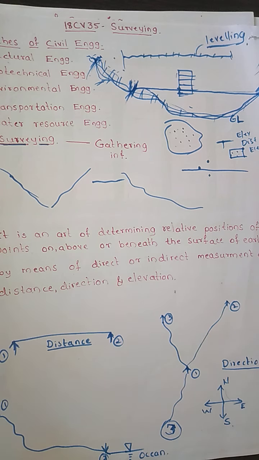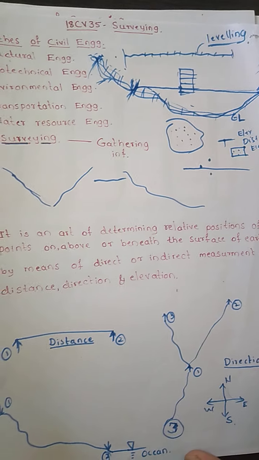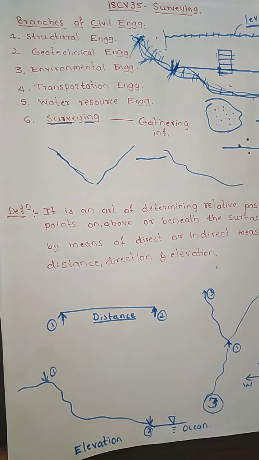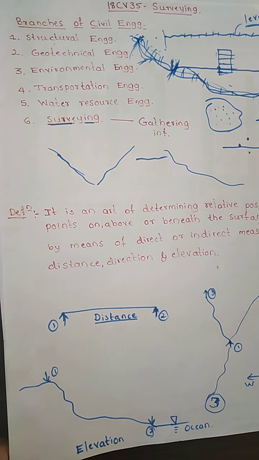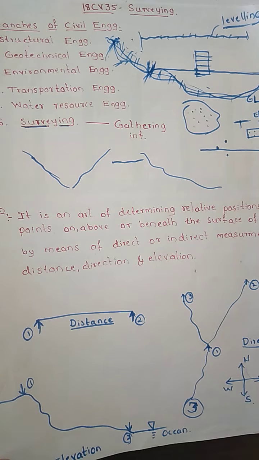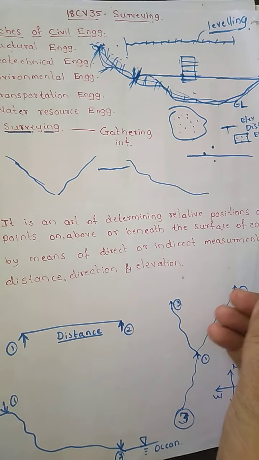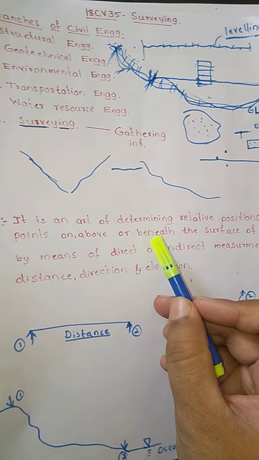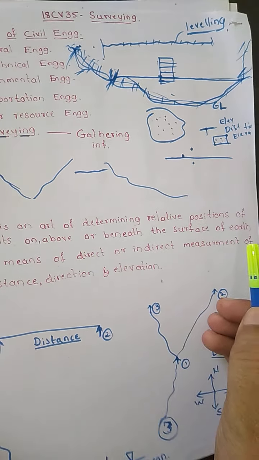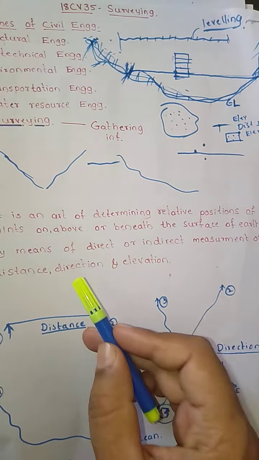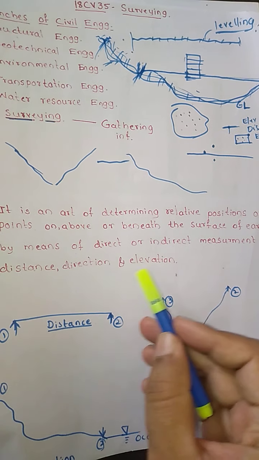So we will see what surveying is, the definition of surveying. I think why it is required, you have understood. Now we will define surveying. It is an art of determining the relative position of points on, above or beneath the surface of the earth by means of direct or indirect measurement of distance, direction and elevation.